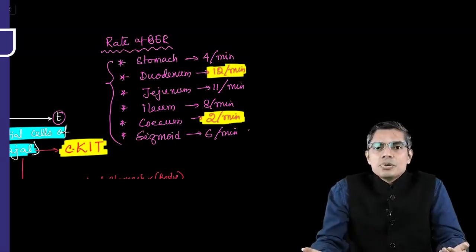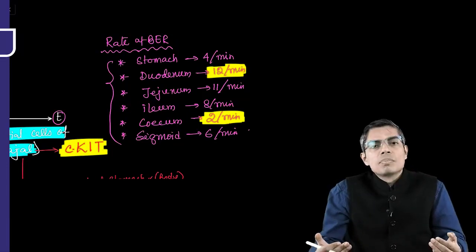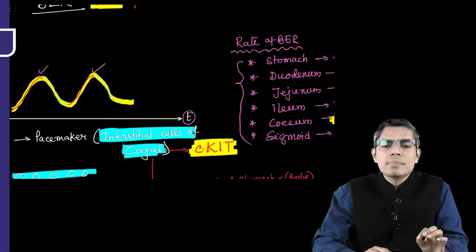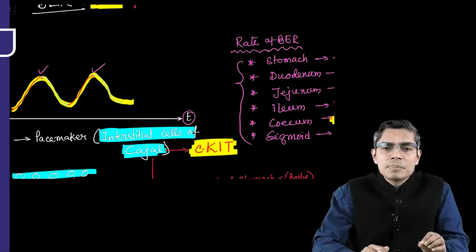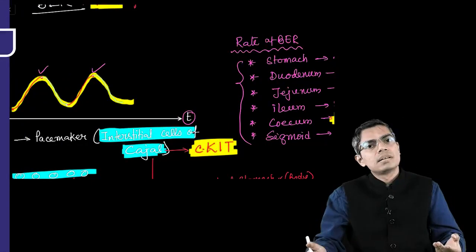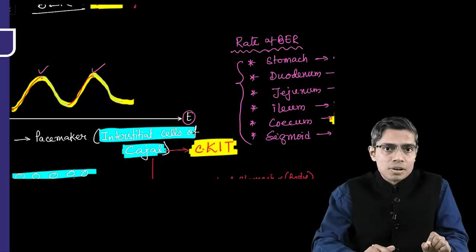Now what is the BER doing? Can BER produce muscle contraction or motility? Answer is no, because BER is like a resting membrane voltage. Can resting membrane voltage cause muscle contraction? Answer is no. You require an action potential. So BER per se cannot produce muscle contraction.